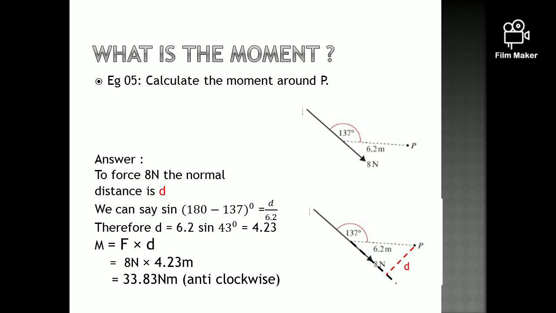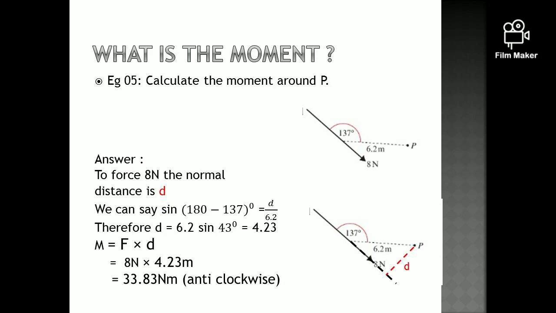This is another important question. Here the force is 8 Newton and the given length is 6.2 meters and we need to find the shortest distance. So make a small extension of 8 Newton and from point P draw a perpendicular. Therefore the perpendicular distance should be D. To find the perpendicular distance D, we need to find the unknown angle.